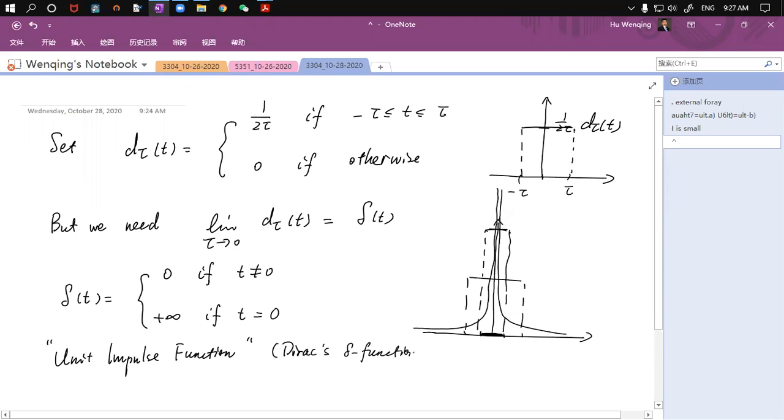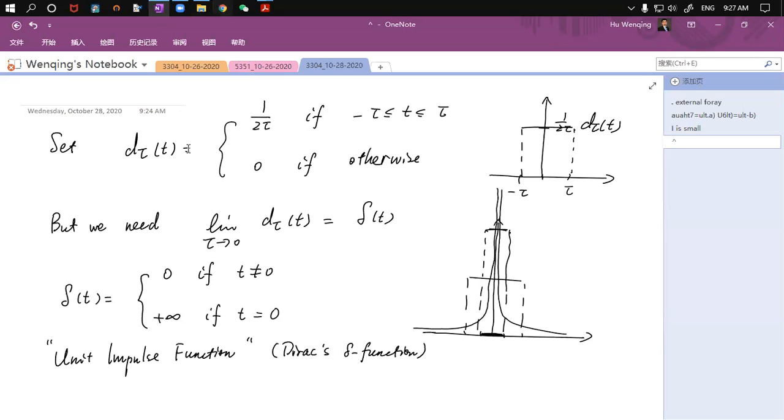Okay, so Dirac was a British mathematician and a very famous theoretical physicist who made important contributions to quantum mechanics, right? When he studied electrons, he wanted to model point electrons, and therefore he had to introduce this delta function. That's how the delta function comes out.